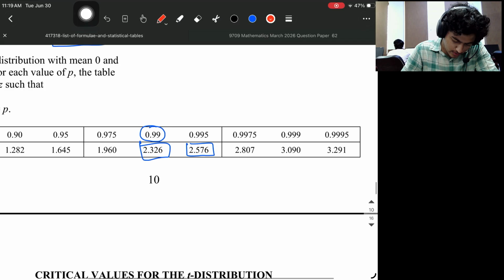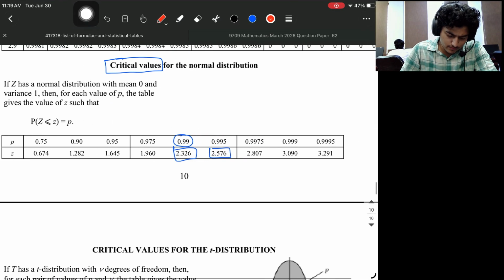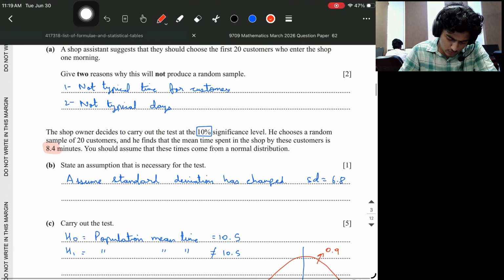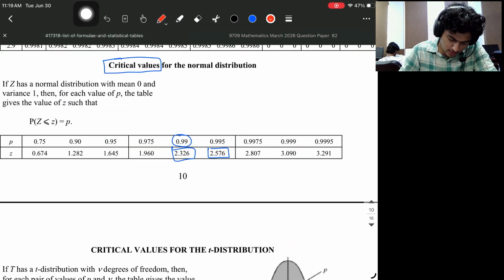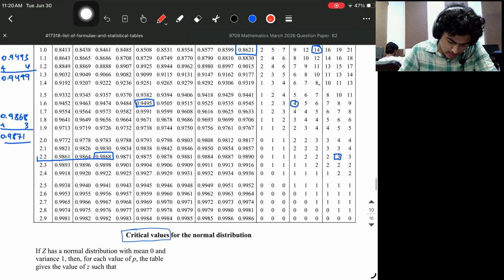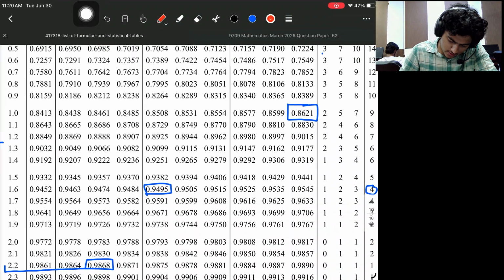Let's look at the z table. What have they mentioned? Carry out the test at the 10% significance level. He chooses a random sample of 20 customers. Right. So if we look at the z table, searching for 0.9.